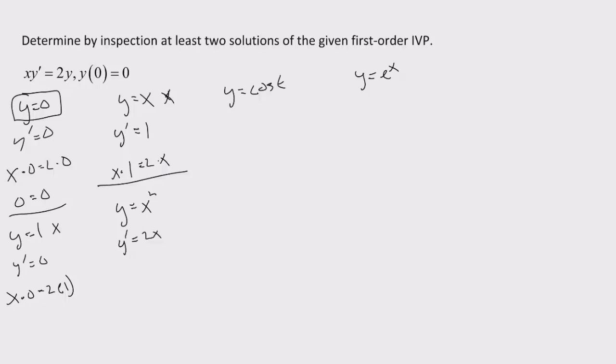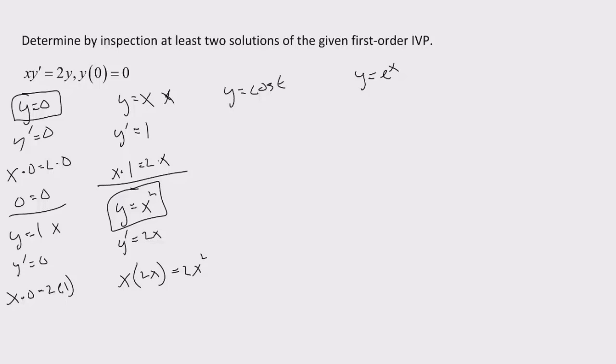Alright, so let's try that one. So x times 2x, is that equal to 2 times x squared? And it does. Okay. So we got a second solution here.